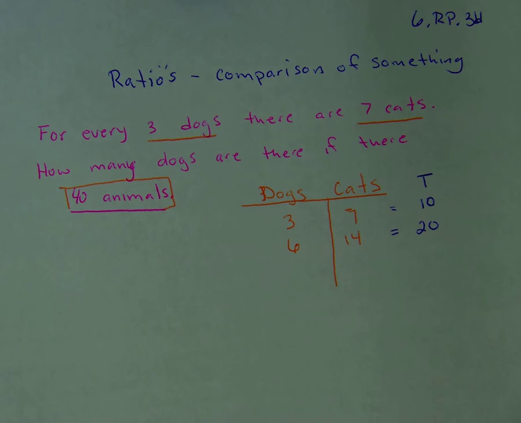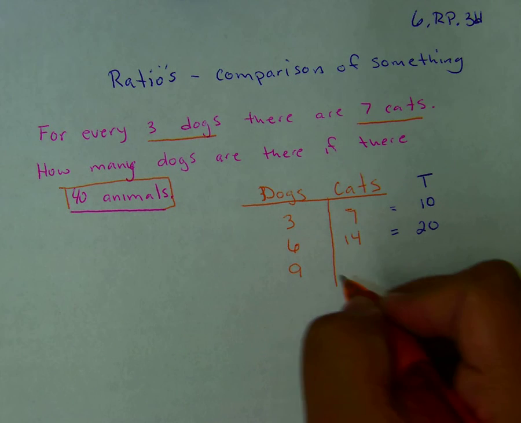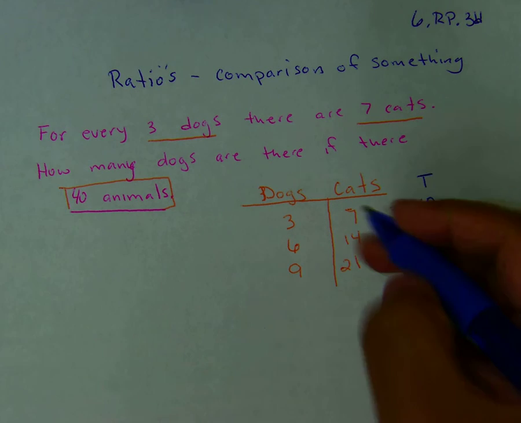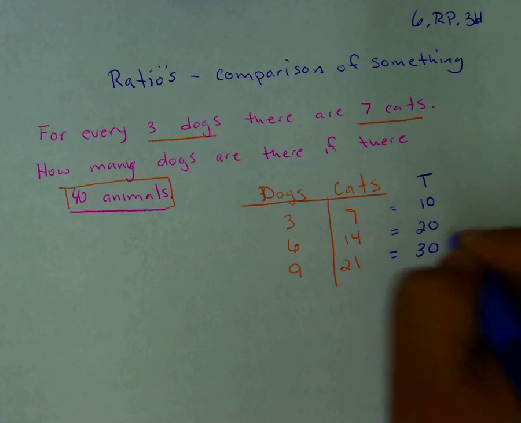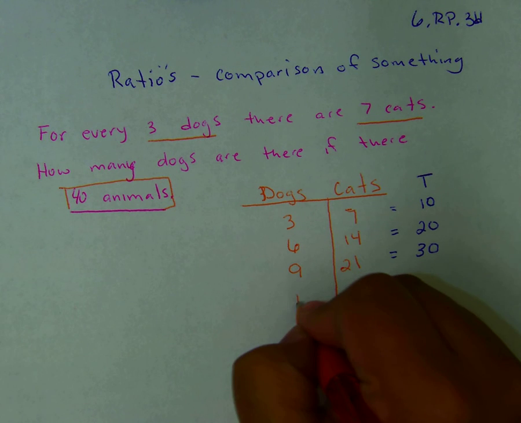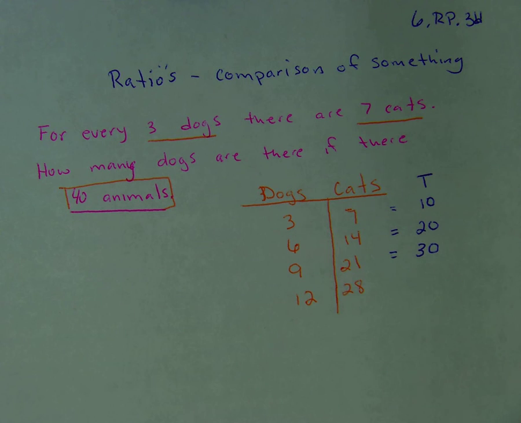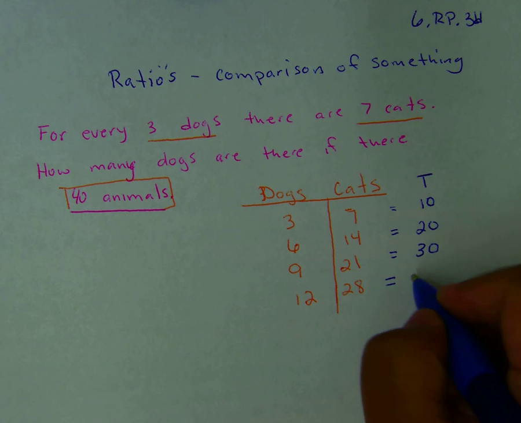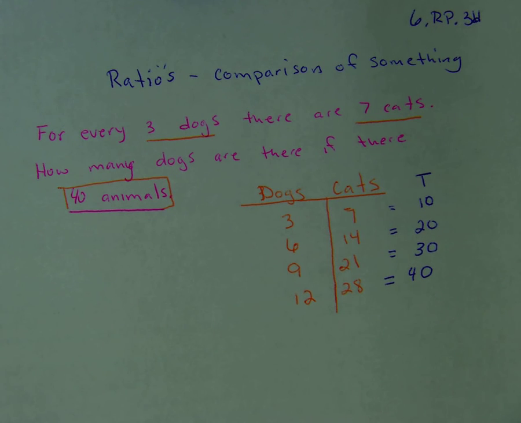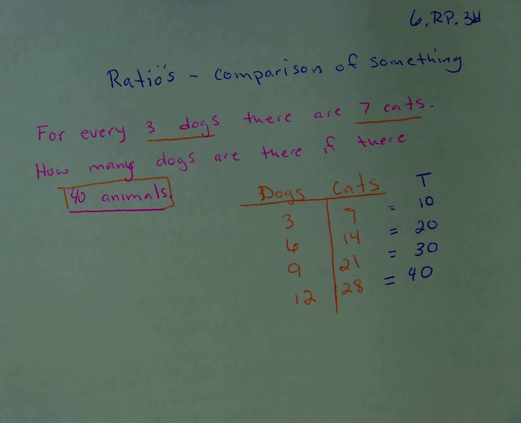So I'm going to keep going with my increases, and I'm increasing by 3 every single time. So 3, 6, 9. And if I increase by 7, that's going to give me 21. That also gives me 30 animals. Okay. Again, I need to keep increasing by 3, 3, 6, 9, 12. And if I have 12 dogs, then I have 28 cats. And now, if I have that many animals, my total number of animals are 40. Oh, look, 40 animals. So my dogs, when I have 40 animals, I have 12 dogs.